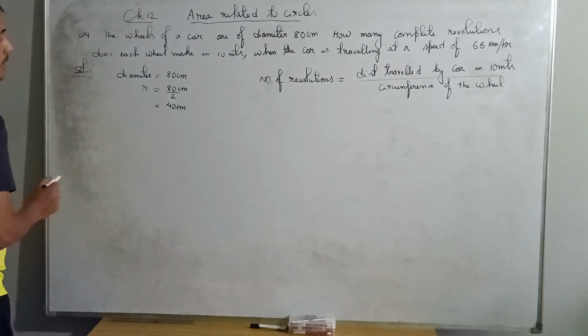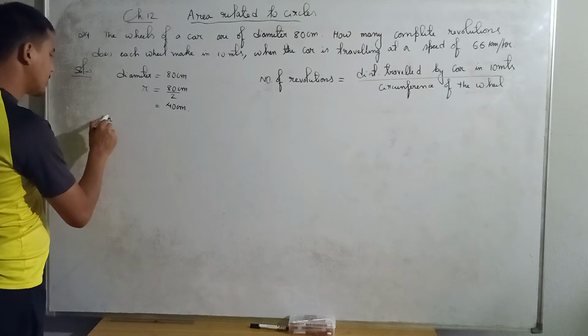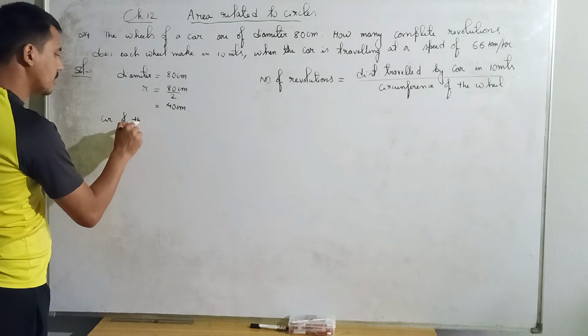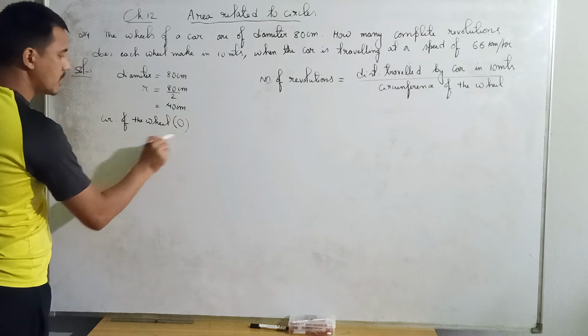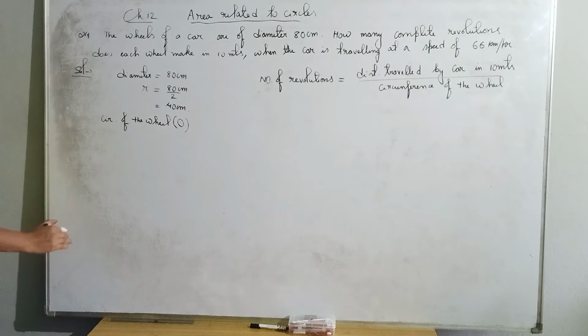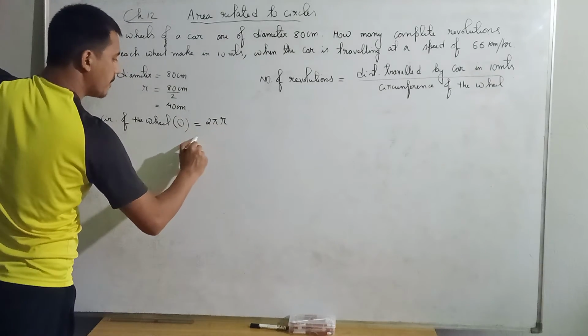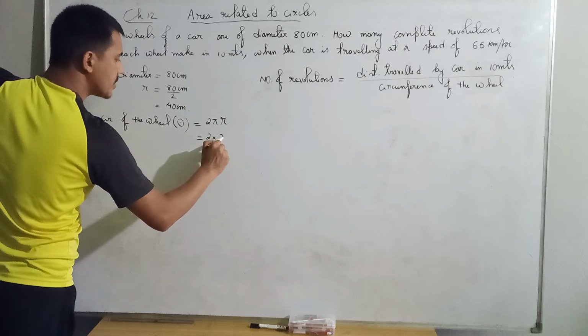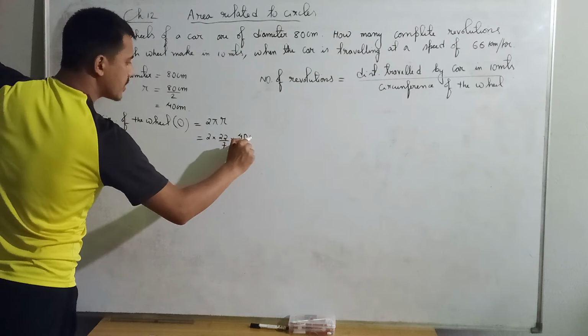So let me first find the circumference of the wheel. The wheel of the car is circular, so the circumference of the circle is given by the formula 2 pi r. Here pi is 22 upon 7, and the radius is 40 centimeter.